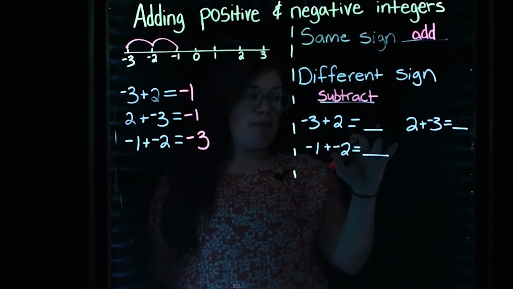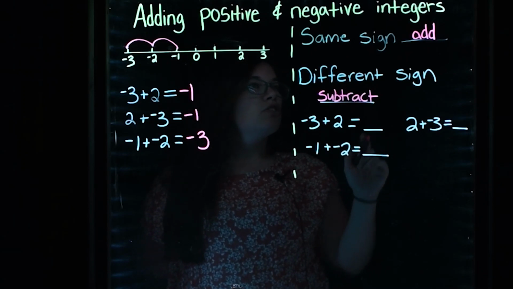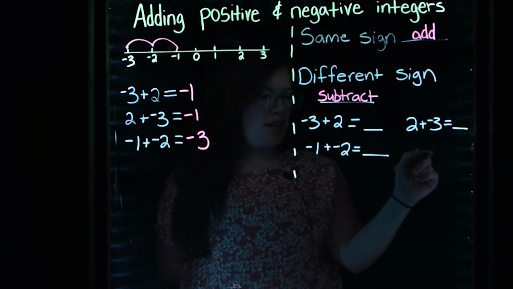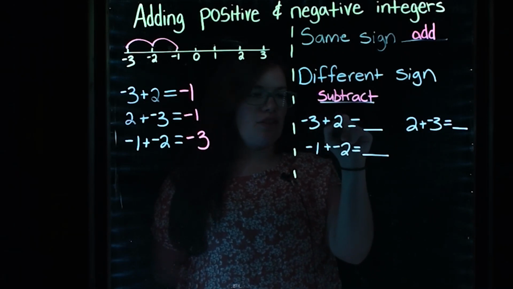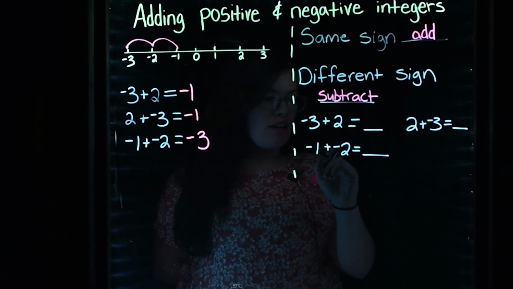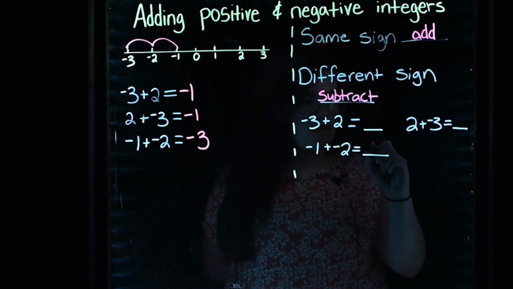Now these are the same problems as these ones because I want to double check that my rules work. So if I have the same sign, I'm going to add. I'm going to see if any of my problems have the same signs. This is a negative, this is a positive. 2 different signs, 2 different signs, negative and a negative. Ooh, same sign, I'm going to add. 1 plus 2 is 3.